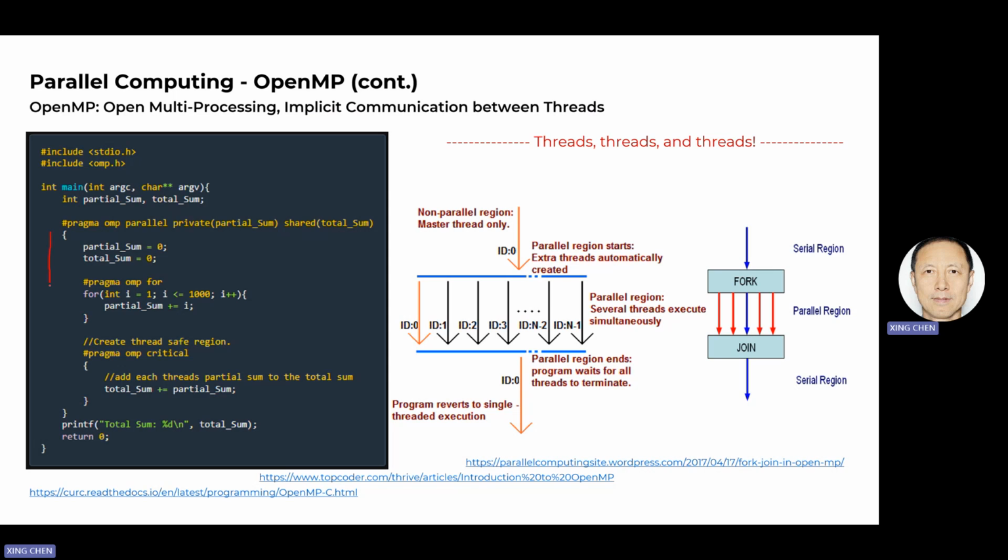This is the parallel region. And here is the declaration of how the data should be shared between the threads when they get into this parallel region. There are shared data, there are private data. Anyway, that's the declaration.